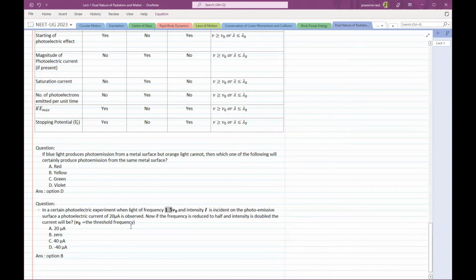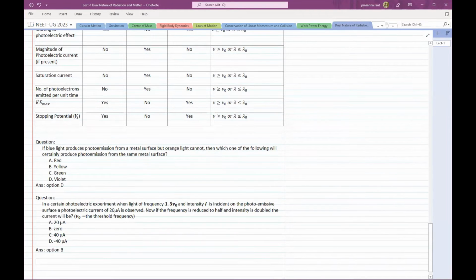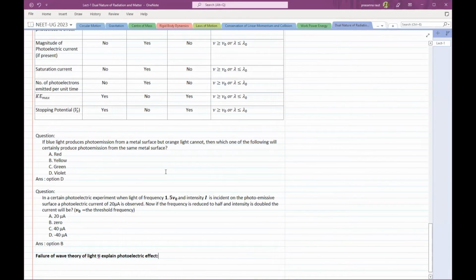But if you halve 1.5 times nu naught, it becomes 0.75 times nu naught, which is less than nu naught. So as the frequency goes below nu naught, there won't be any photoelectric emission. Fine? So no photoelectric emission, hence no current. Fine. Now let's try to see the next thing.